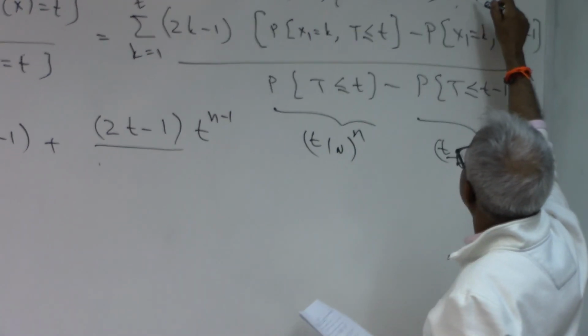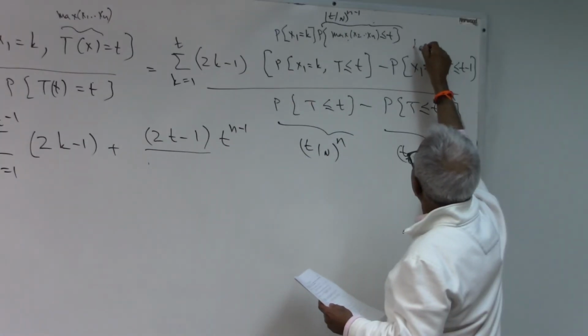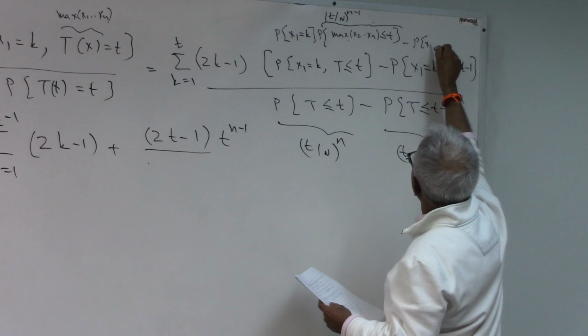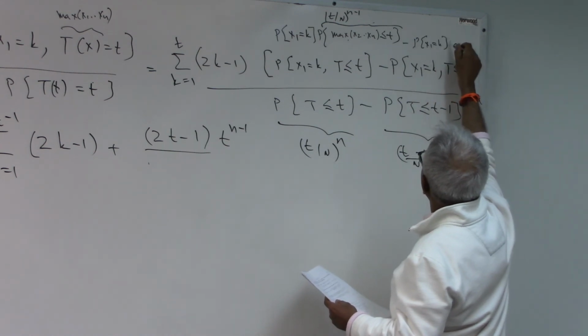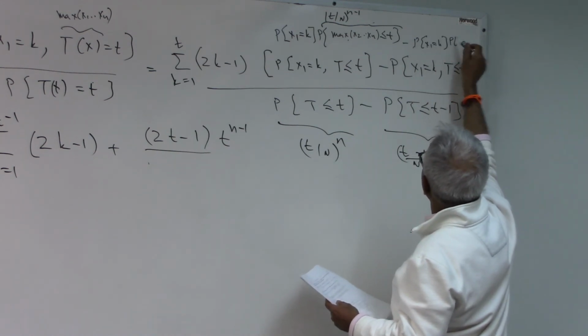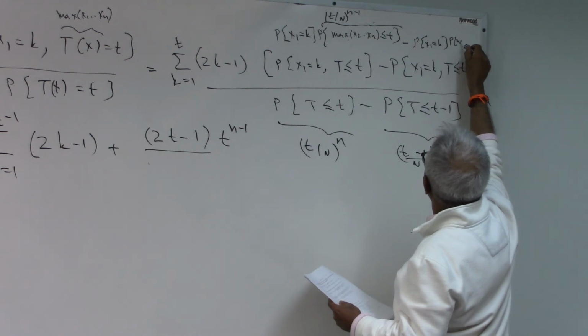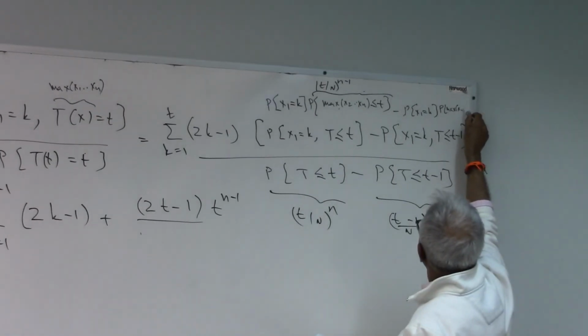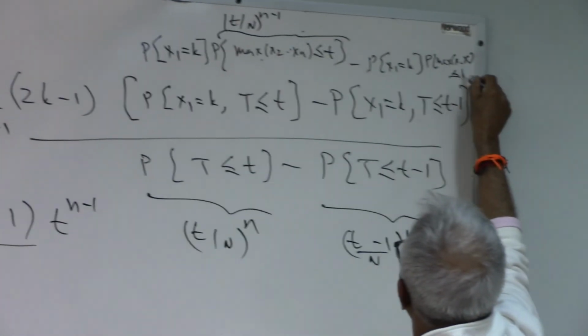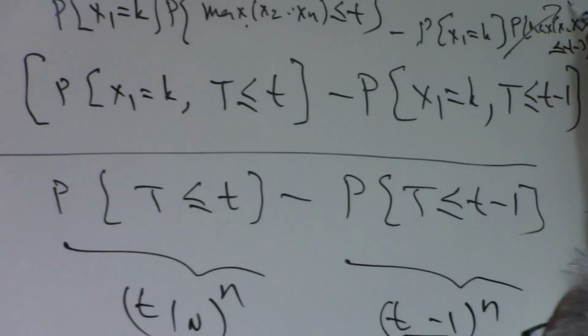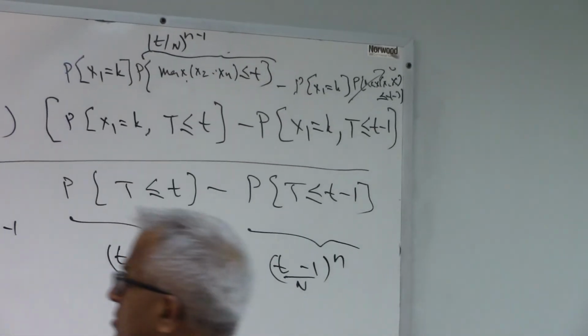This term would be minus probability of x1 equal to k and maximum less than or equal to t. If k is t, the probability that the maximum of x2, etc., xn is less than or equal to t minus 1 is 0 for the last term. So this is just this.